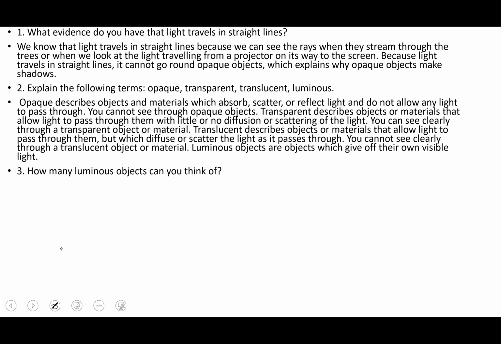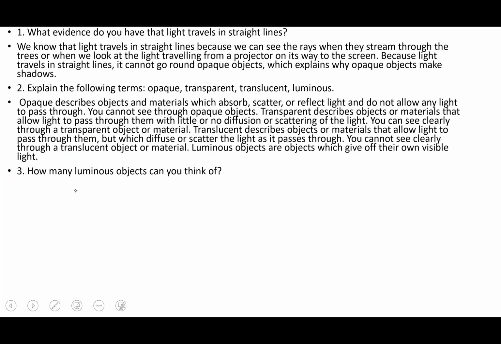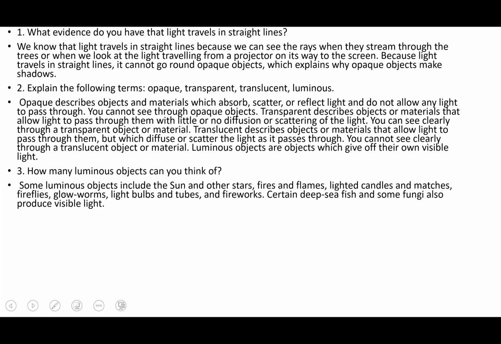How many luminous objects can you think of? Let's answer this question. Luminous objects include the sun and other stars, fires and flames, lighted candles and matches, fireflies, glowworms, light bulbs and tubes, and fireworks. Certain deep sea fish and some fungi also produce visible light.